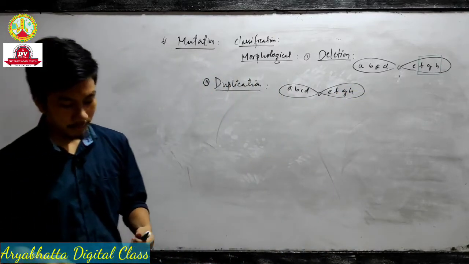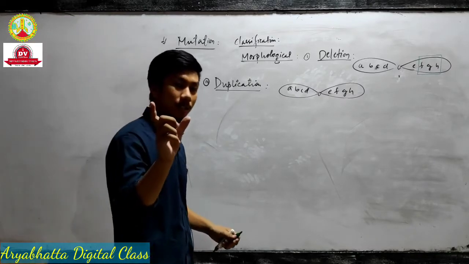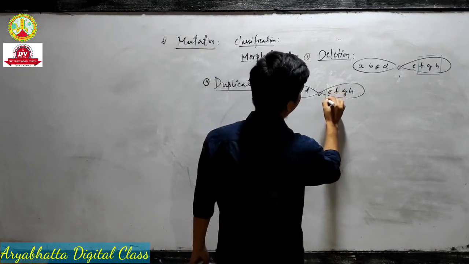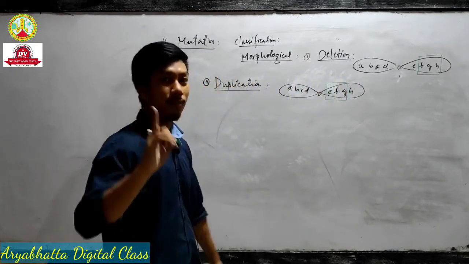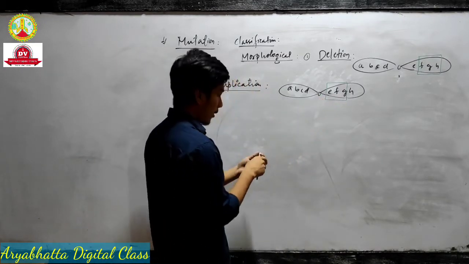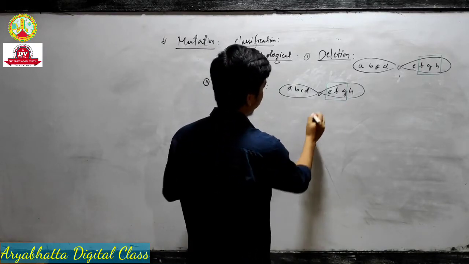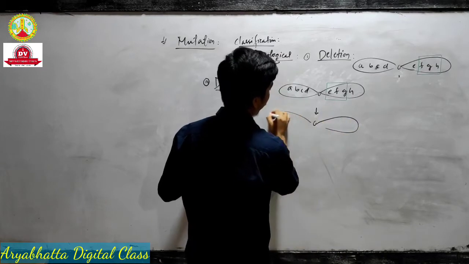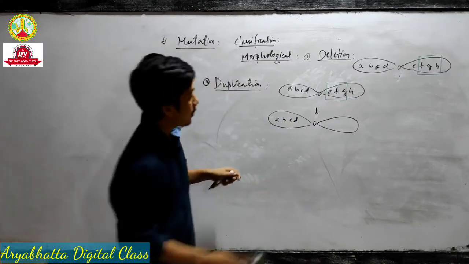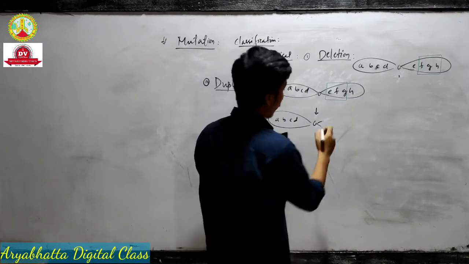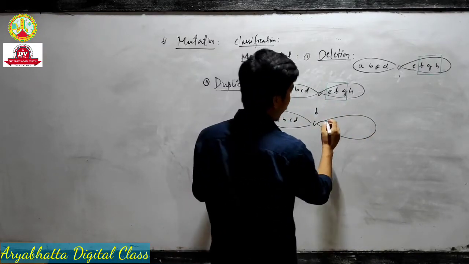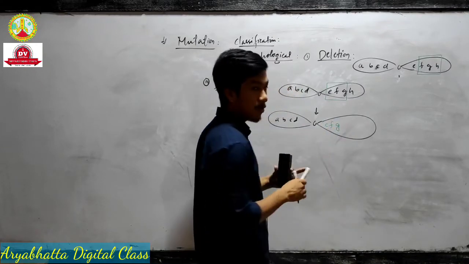So what happened in case of duplication? One segment of the gene gets duplicated. Suppose this segment, that is E, F, G, gets duplicated, resulting in an abnormal chromosome again. These genes will remain as they are because no duplication takes place there. So this part will become bigger in size. The chromosome will become bigger in size.